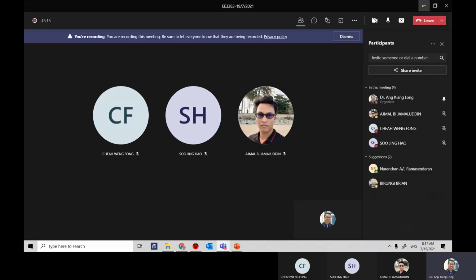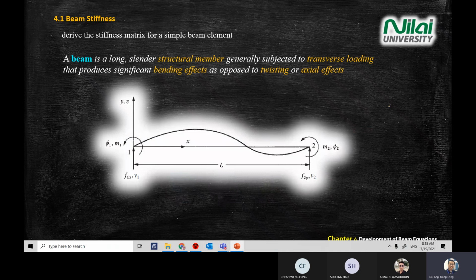Okay, Chia, what do you think? How do you differentiate whether this is a beam problem or a bar problem? How do you know? I think for spring, I'm not sure how to differentiate. Okay, never mind. I can repeat this many times until all of you can understand.